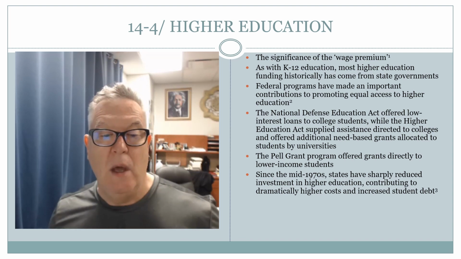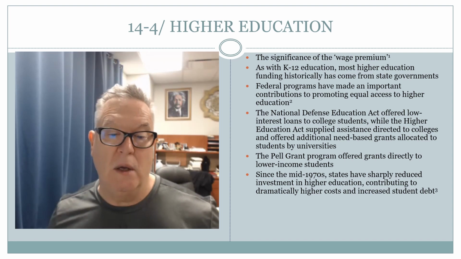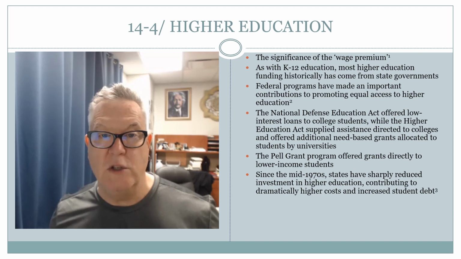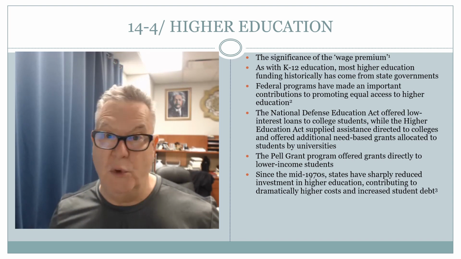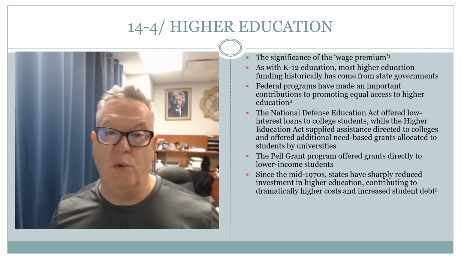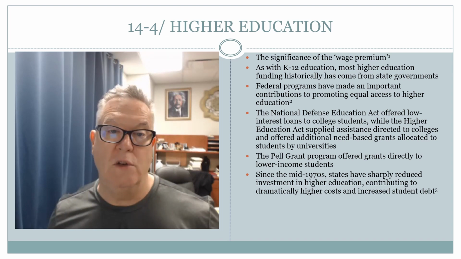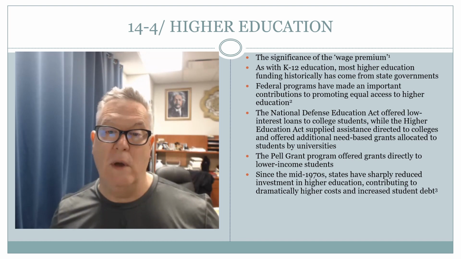higher education. And since the mid-1970s, states have sharply reduced investment in higher education, contributing to dramatically higher costs and increased student debt. The growing costs of higher education have put college out of the reach of many lower-income students and have left many who do attend with a heavy load of student debt. In the 2 decades between 1996 and 2016, average student debt among seniors graduating from four-year colleges has more than doubled after accounting for inflation, from $12,760 to $29,650, with lower income students often carrying far greater debt loads.